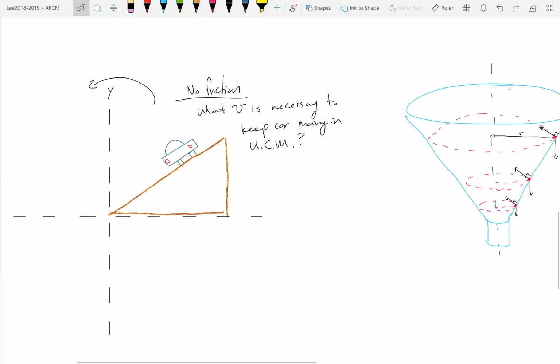Anyway, back to the car. Let's diagram some forces. We have our Fg, which is equal to mg. That goes straight down. I have a normal force. I'm just going to draw from the center of mass.